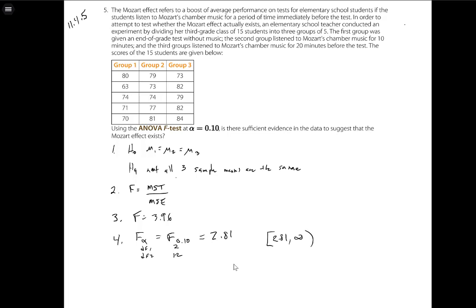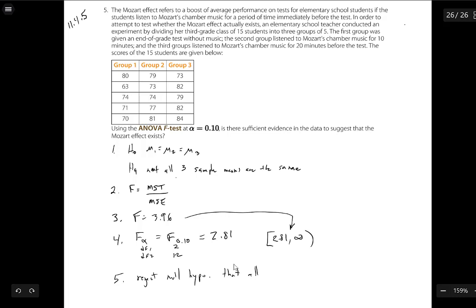So I reject the null hypothesis that all means are the same at the 0.10 level of significance, so that we know that the sample means are not the same.